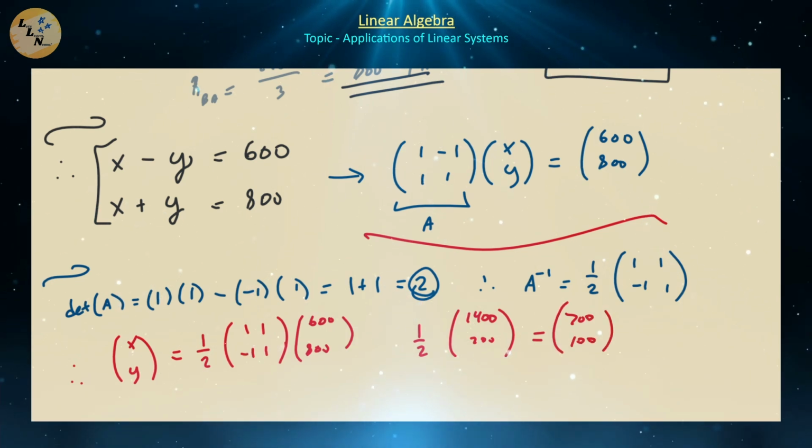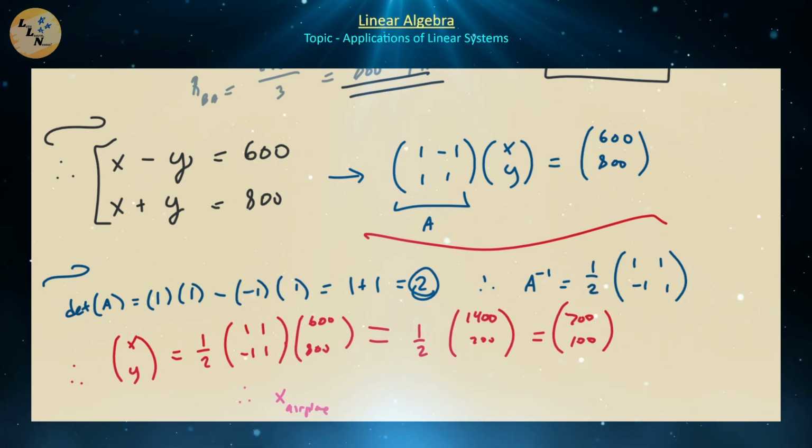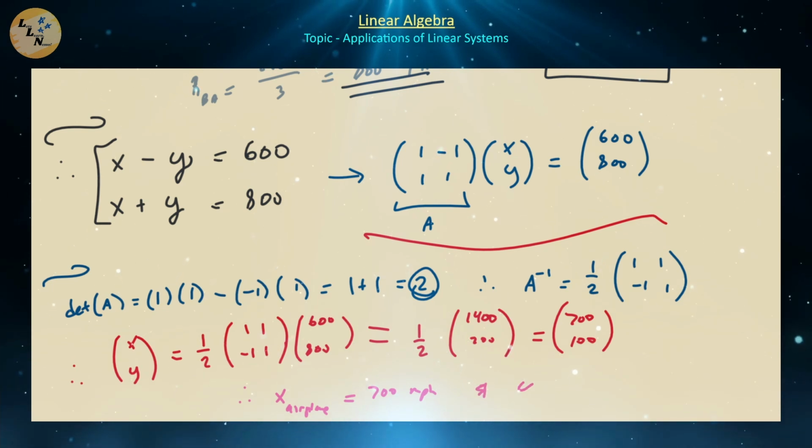And those are the speeds, or the average speeds, of the airplane and the wind. So that means the speed of the airplane is going to be 700 miles per hour, and the speed of the wind in that direction, from B to A, is going to be 100 miles per hour.